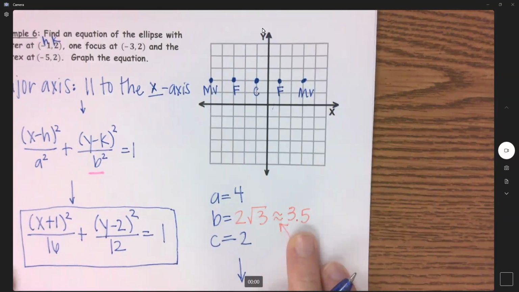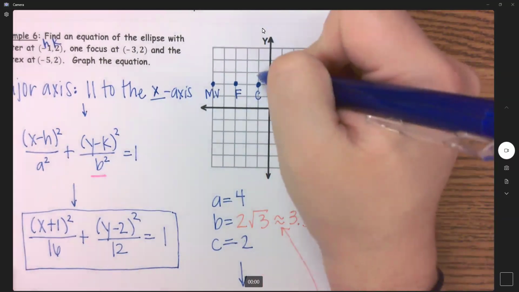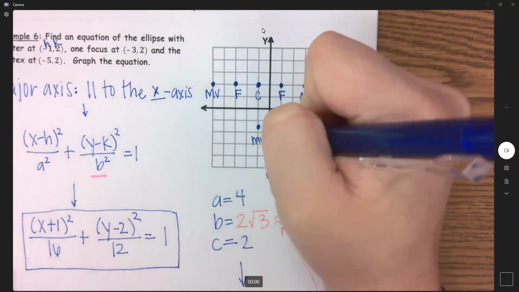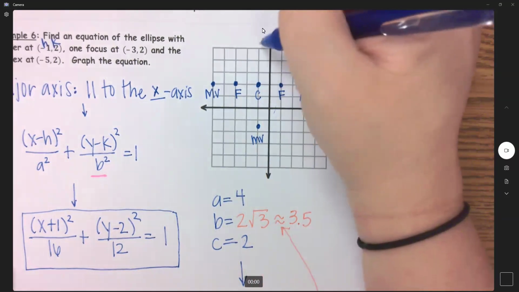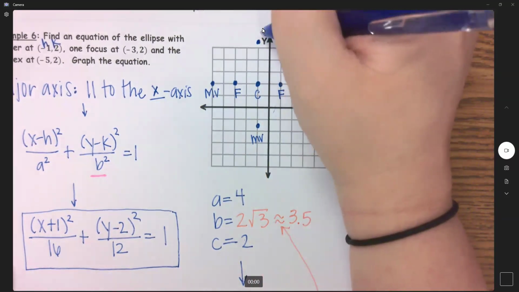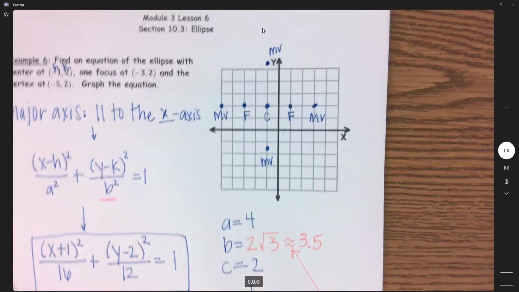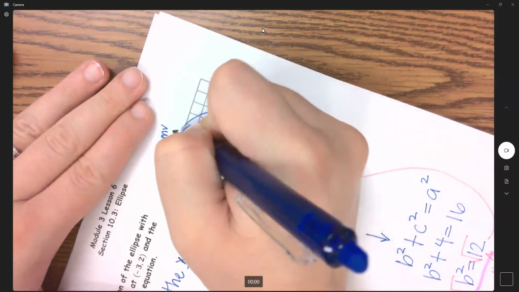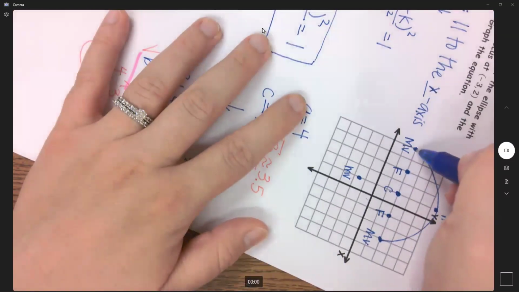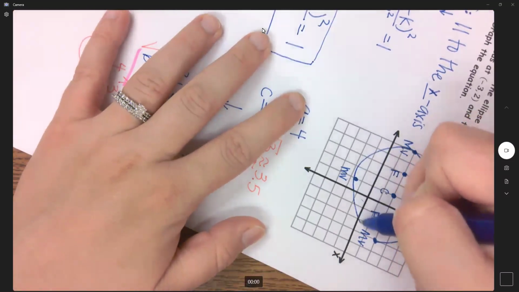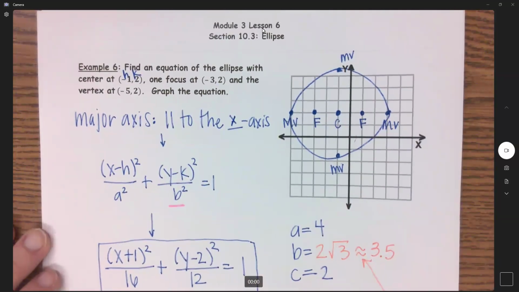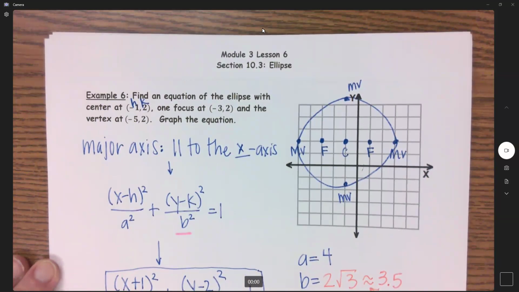And then use your B to find your minors. From C, we're going to go down 1, 2, 3.5. And we'll go up 1, 2, 3 and a little extra. And now let's connect our vertices together. And there is my janky looking ellipse.